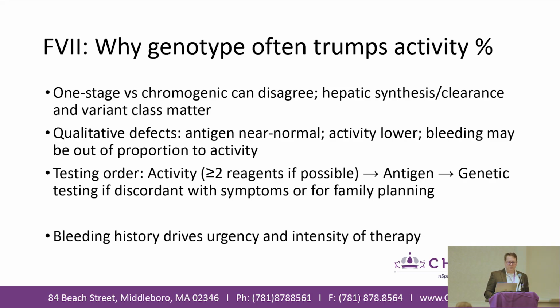But the activity does not necessarily account for how much is being made in the liver or cleared in the liver, that sort of thing. So we can have the type 2 defects that I mentioned before, the qualitative defects where the antigen levels or protein levels are near normal, but the activity is low, and maybe the bleeding is out of proportion to the activity.